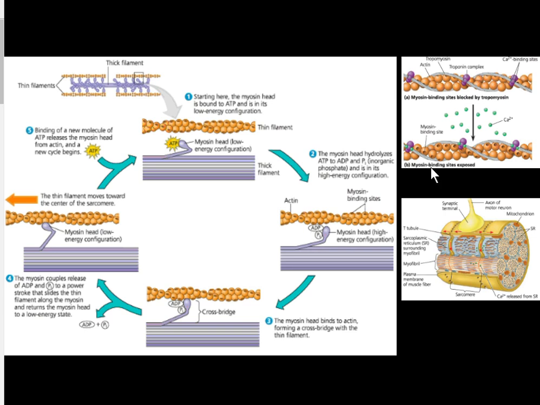You've got two proteins on here, troponin and tropomyosin. One allows the head to attach, one doesn't. It's calcium that decides whether they're blocked, so whether myosin's blocked by tropomyosin or whether it's exposed through troponin.